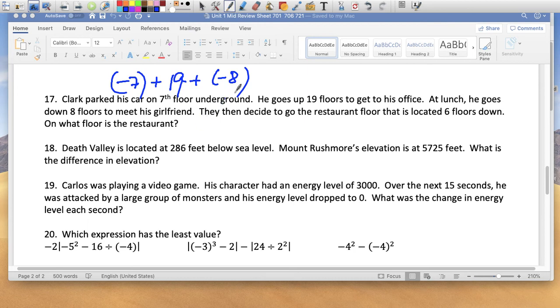And then from there, wherever I am, we decide to go 6 more floors down. So what floor is the restaurant?